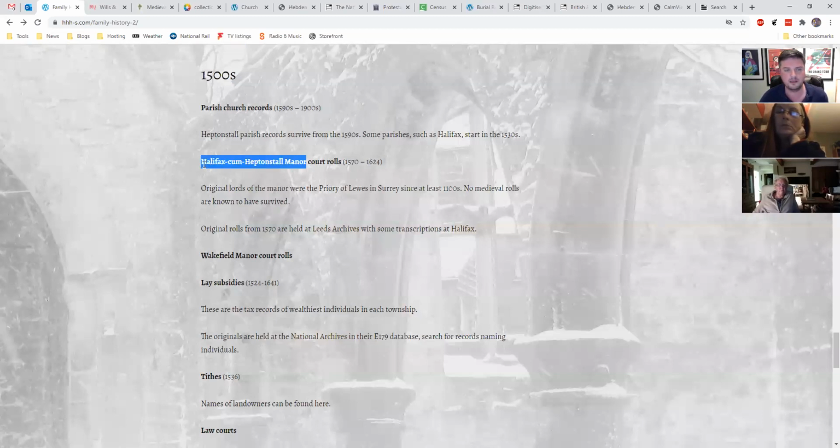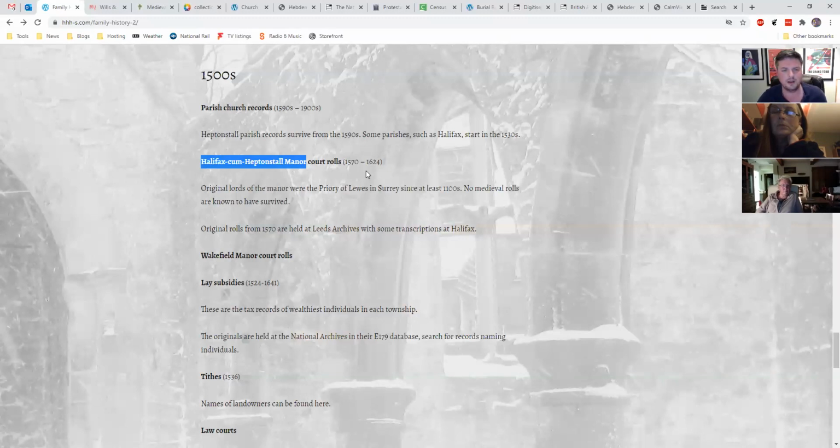Records of Halifax Manor. This was the manor that existed prior to Heptonstall Manor. It was founded in around the year 1100 by the Earls of Warren and granted to the Priory of Lewes down in Sussex. The monks there were made the lords of the manor. Unfortunately, there are no medieval rolls known to survive, although I've read, I think, in the Ling Roth book that supposedly they did. I don't think anyone knows where they are at the moment. It would be wonderful if they could be found.